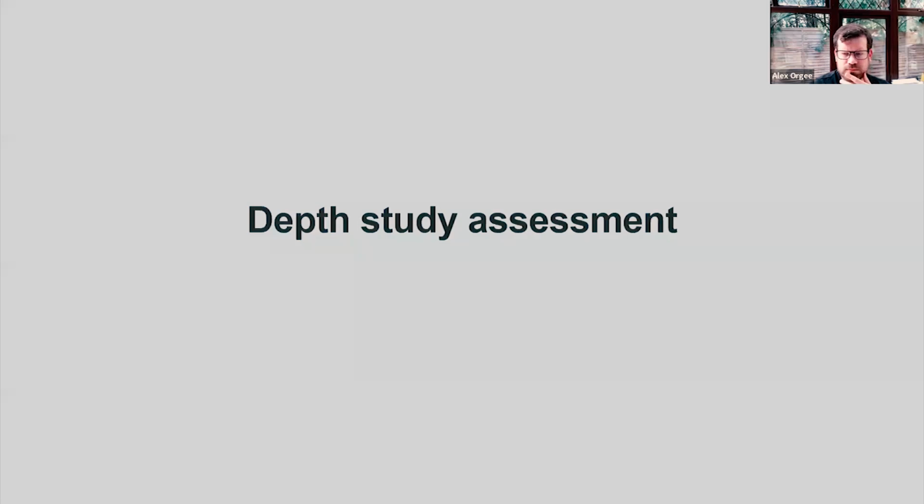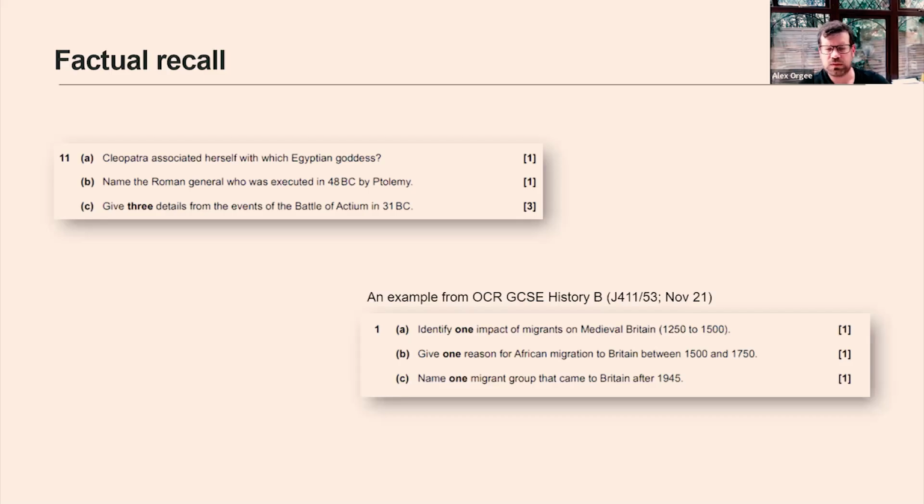So then, moving on to the assessment of the depth studies. Again, we start with factual recall questions. Here is an example from the Cleopatra depth study, but unlike in the period study, there are now 5 marks associated with this rather than the 4 from the period study.